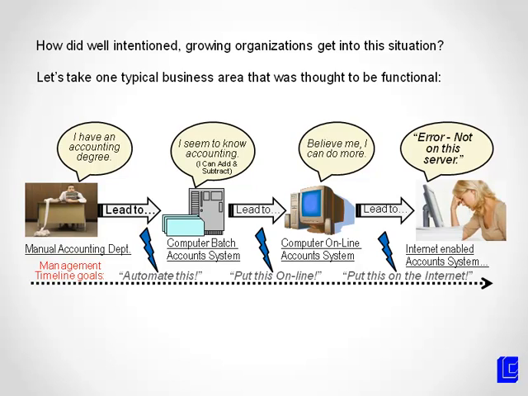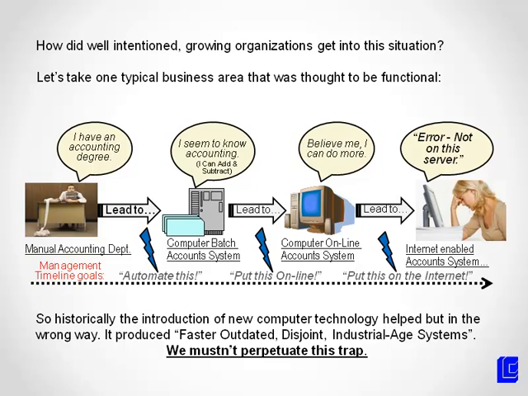Now you can replace this example with any old department boundary, noting that historical boundaries will perpetuate themselves, unless actively changed, and become what I call hysterical boundaries. So historically, the introduction of new computer technology helped, but in the wrong way. It produced faster, outdated, disjoint, industrial-age systems. We mustn't perpetuate this trap.